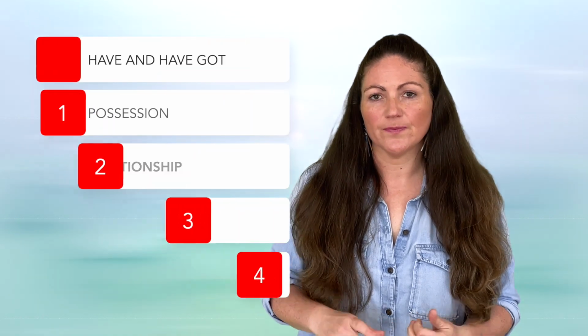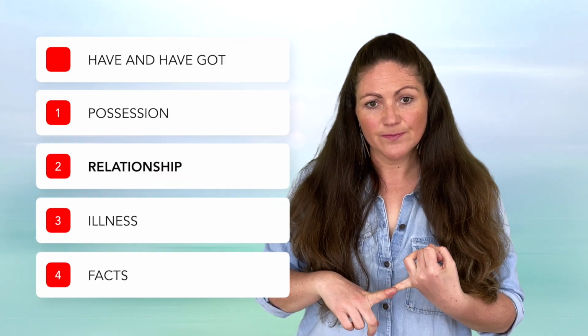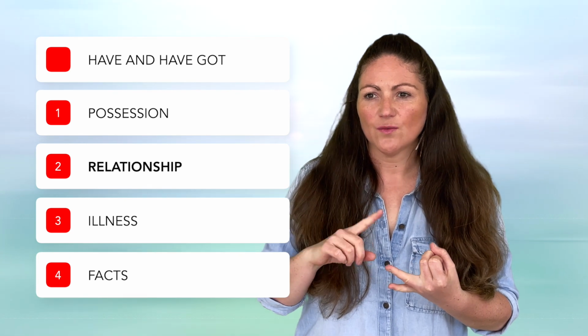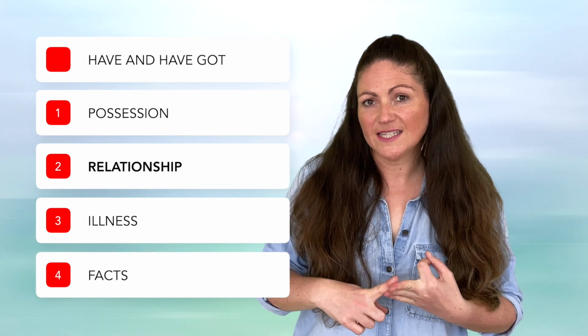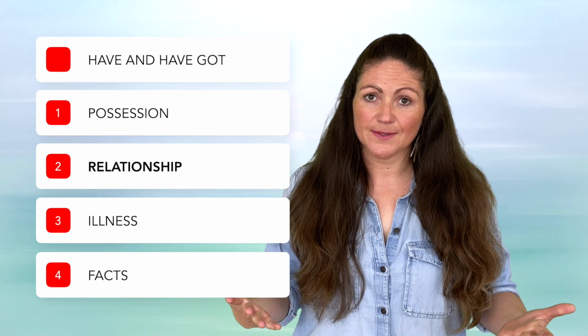Have got, as usual, because it's English, we contract it. Okay? So try to always make the contraction of have got. I've got, she's got, for example. Right. So let's start by looking at when we can use either of these two verbs. We can use it for possession, for relationship, for illness, and just for facts.